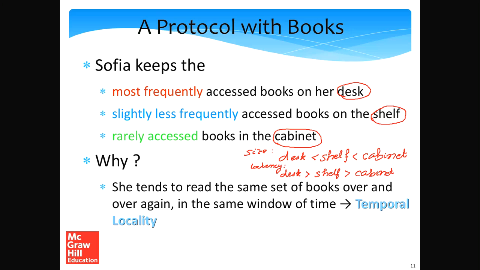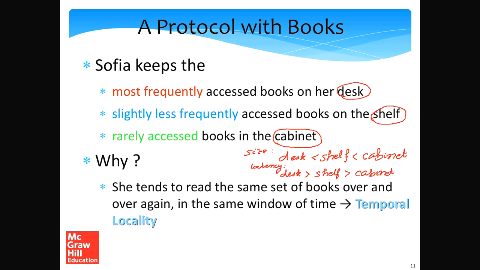So why does this strategy make sense? Well, the strategy makes sense mainly because of the nature of human behavior, right? Let's say before preparing for an exam, she will tend to read the books which are on the desk over and over again, because she's preparing for one exam. And so in the same window of time, which is maybe a day or 2 or 3 days before an exam, a certain set of books will be accessed. After that, if there is another exam, one more set of books will be accessed.